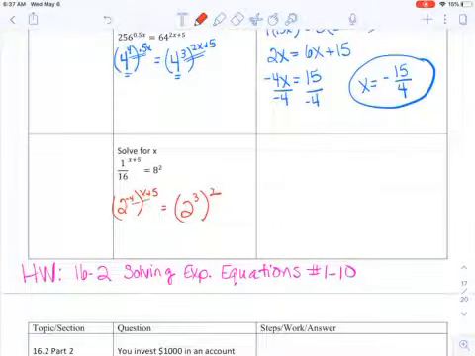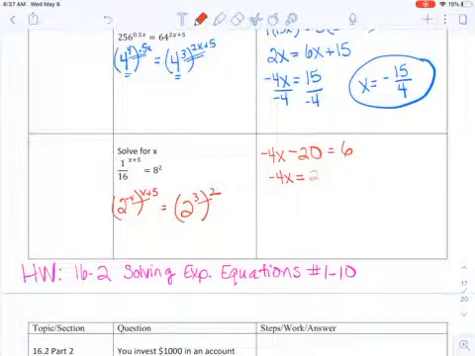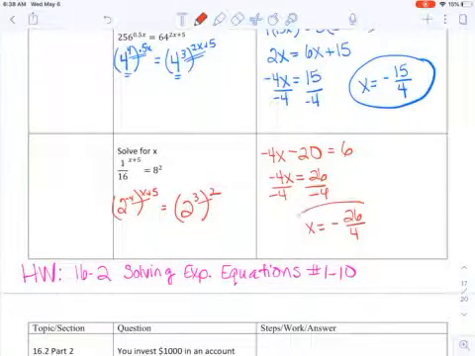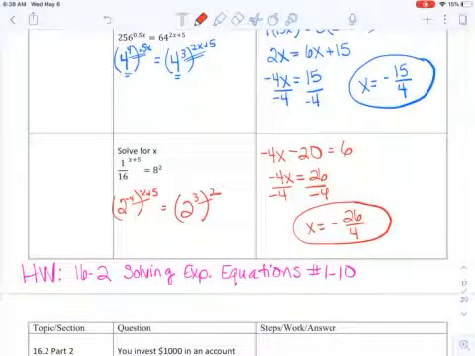Okay, so on my exponents then, negative 4x minus 20 is going to equal 6. Add 20 to both sides, so negative 4x is going to equal 26. Divide by negative 4, and x equals negative 26 over 4. And yep, that one's going to be a funky answer too. And again, it's okay. Some of them will work out nicely. Some of them will be fractions or whatever, and it's fine.